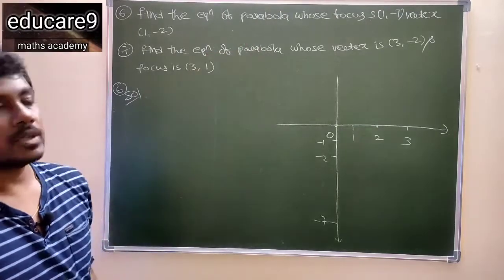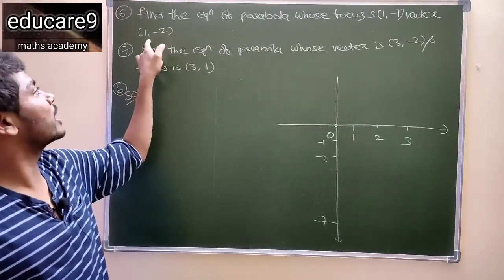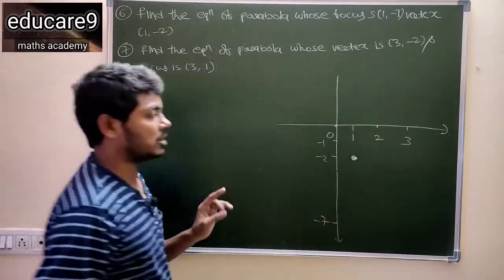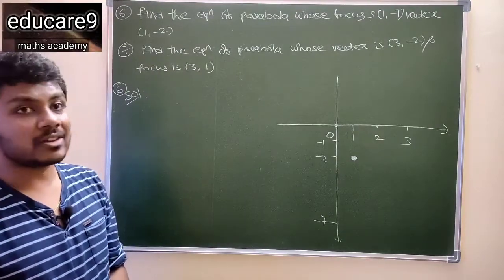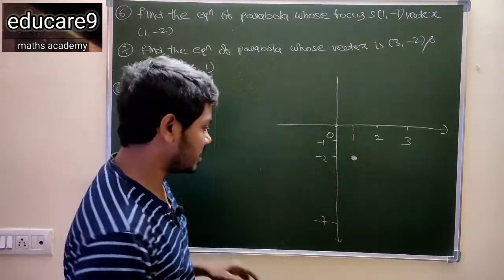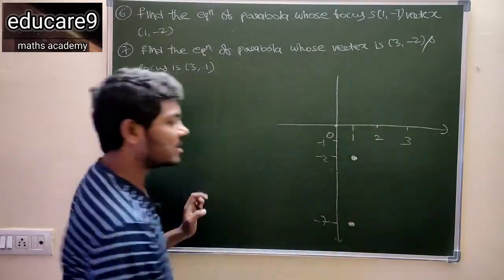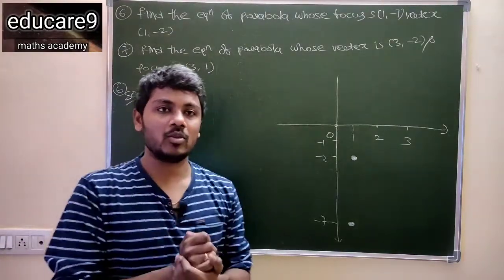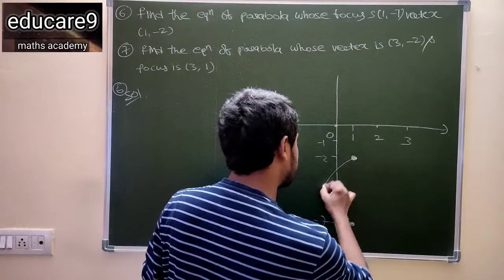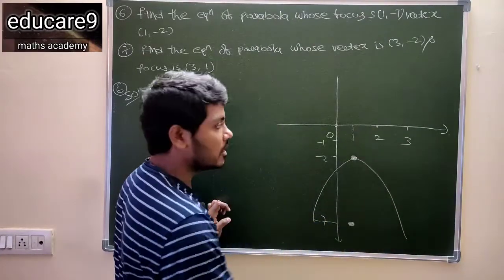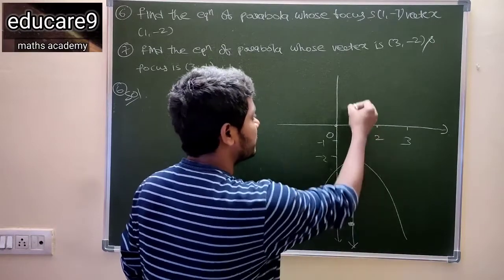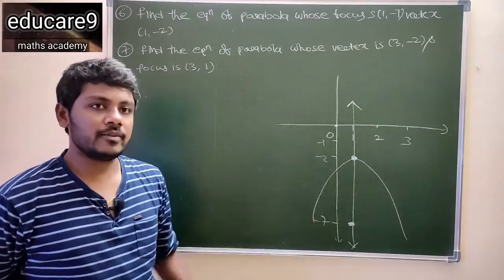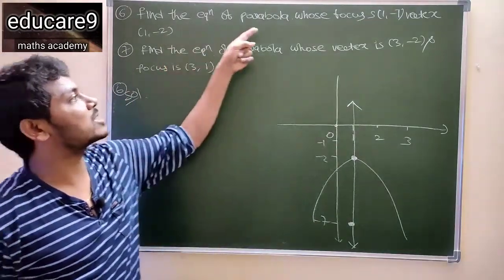Now see here, given vertex is what? (1, -2). So this is the vertex of the parabola. Next, what is the focus? (1, -7). So this is the focus. So you know that focus lies inside of the parabola. So clearly the given parabola is like this. So this is the axis of the parabola. Okay. Now using this figure, we can find the equation of the parabola.